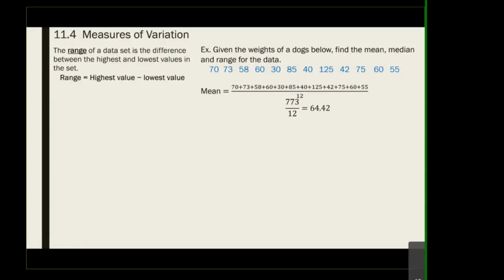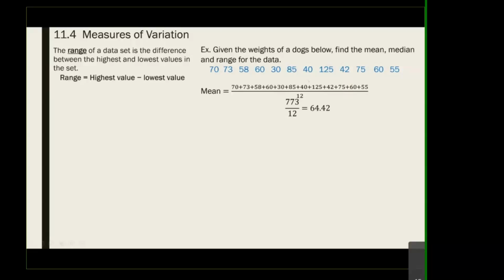So if you take each of your data, which is 70, 73, and so on and so forth, add them up and divide by 12, you will see that the mean weight of these 12 dogs is 64.42, right? So this is the mean weight of the dogs that we have here. Once you have this, which is the mean, which is very easy, add each of your data and divide by the total number of data.